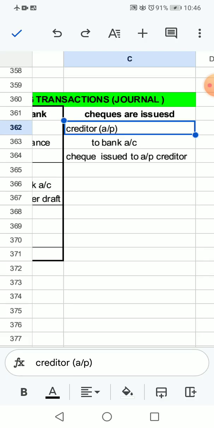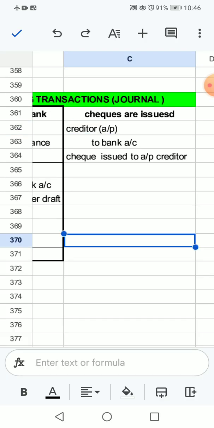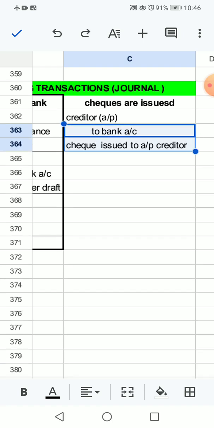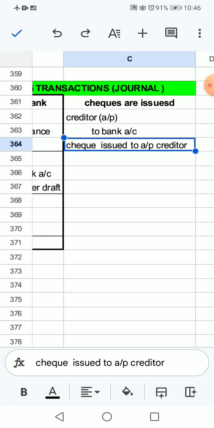So stop at this stage and see what we have done. Narration was check issued to your creditor. You have issued a check to your creditor. When you have issued that check, it means you have completed it, your liability has been decreased.